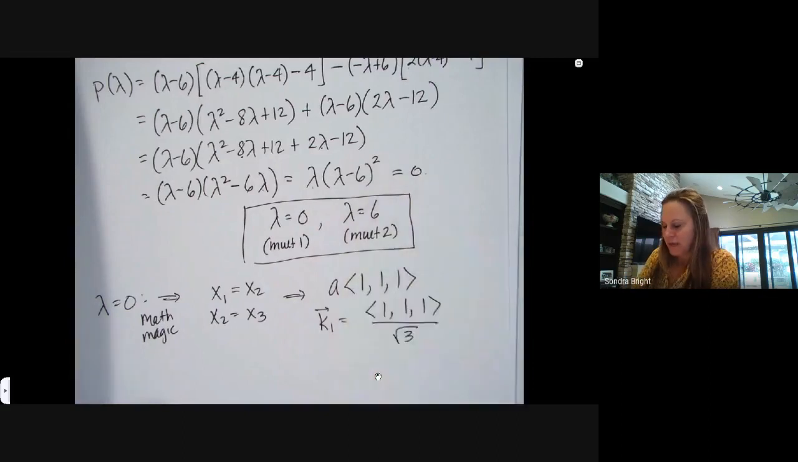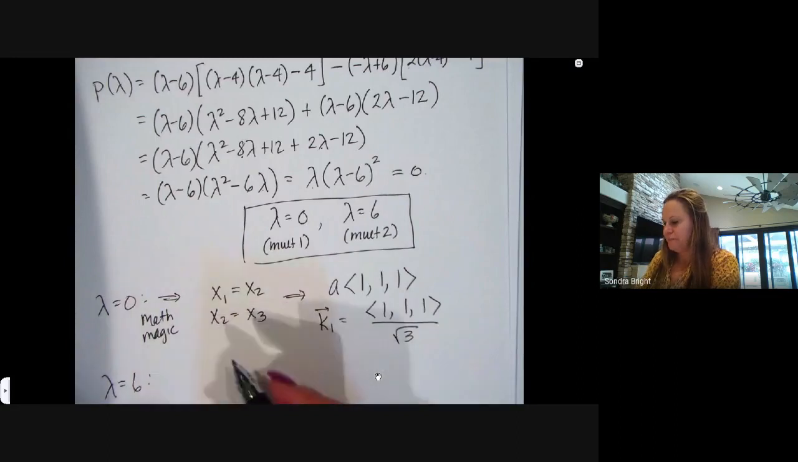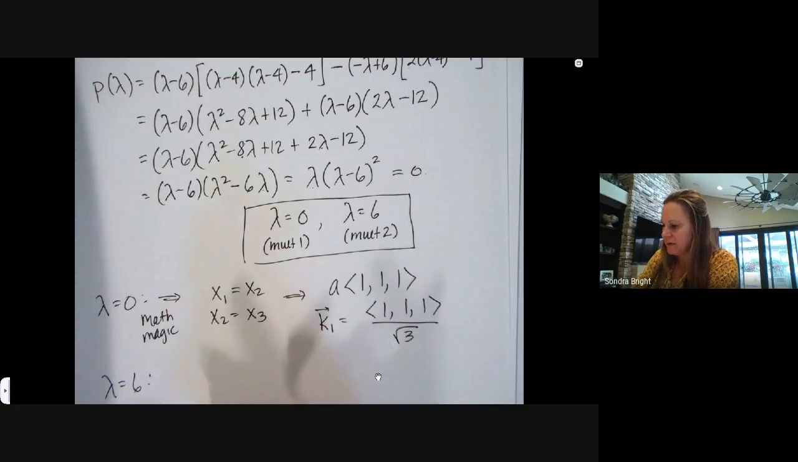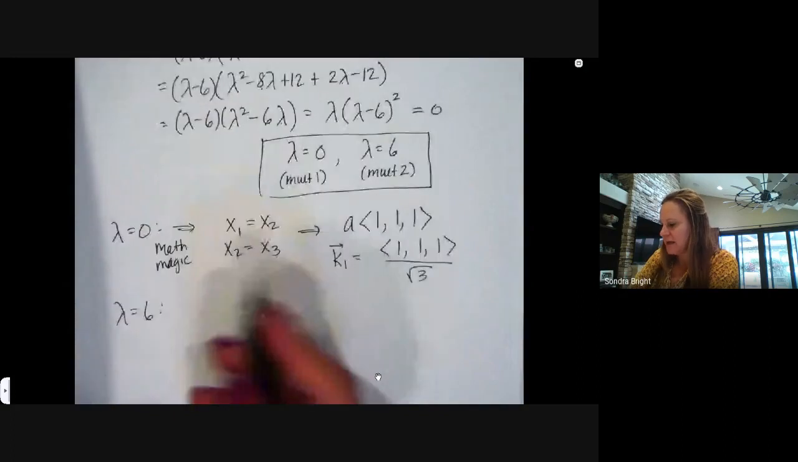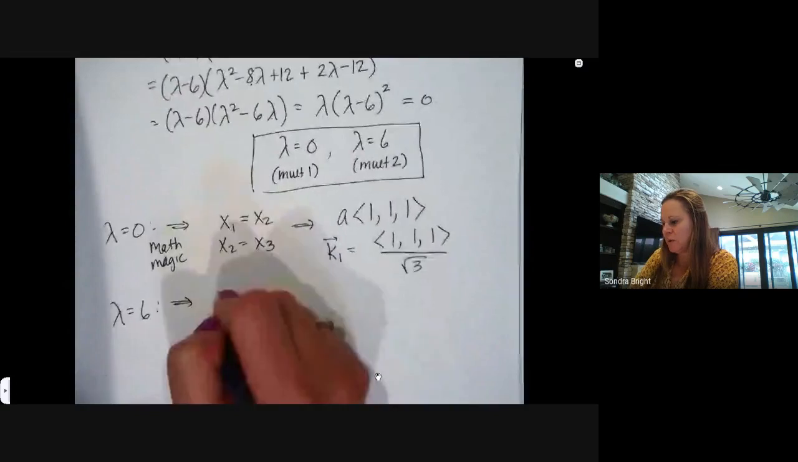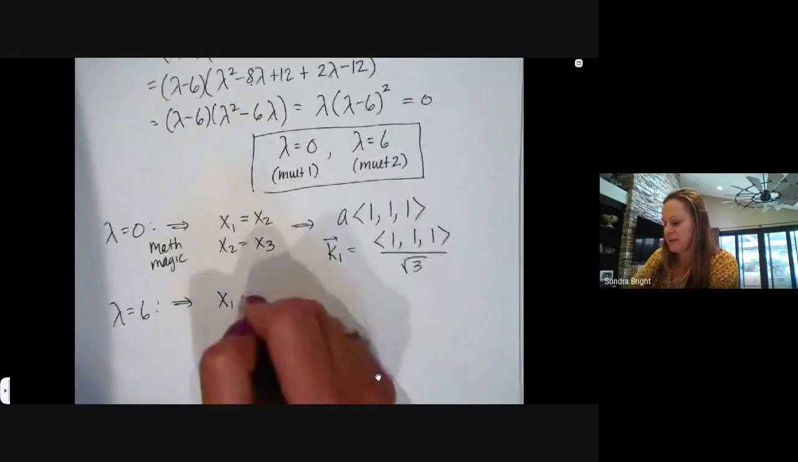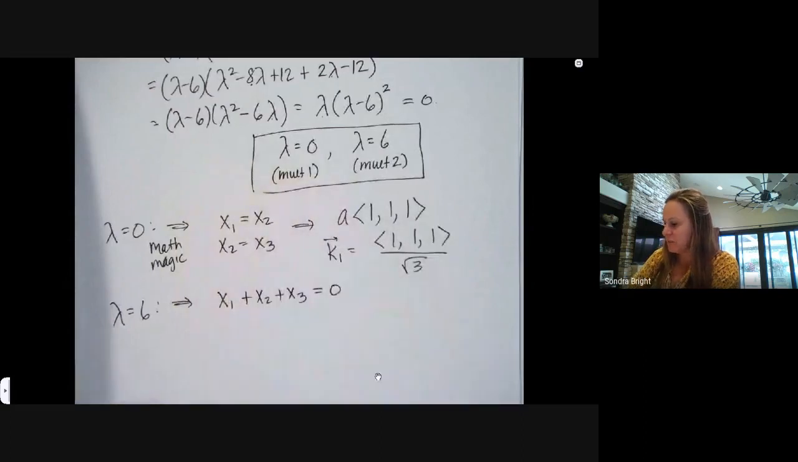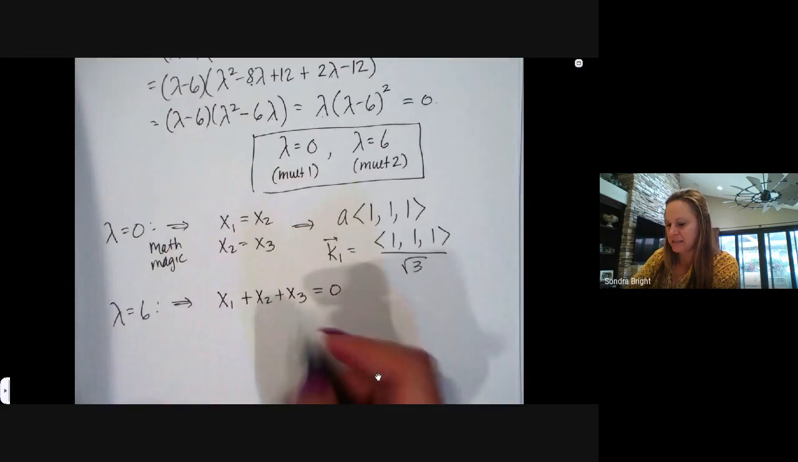Okay, when lambda equals 6, you should end up with the top row being 1, 1, 1, and everything else is zeros. And so, again, math magic happens, and the top row gives the relationship x1 plus x2 plus x3 is equal to 0. Which means x1 is equal to negative x2 minus x3.